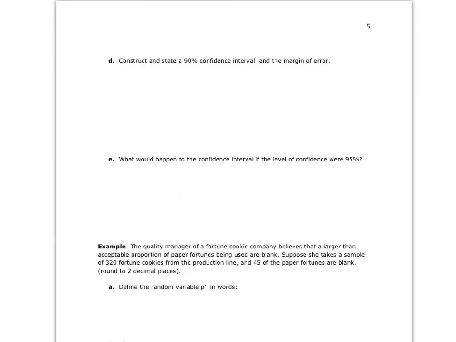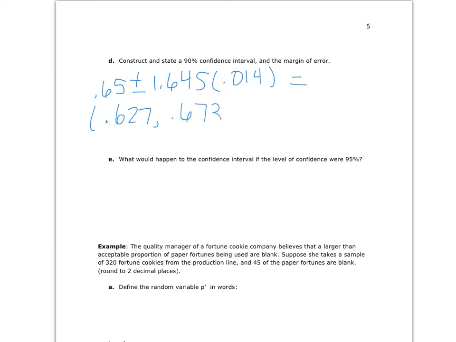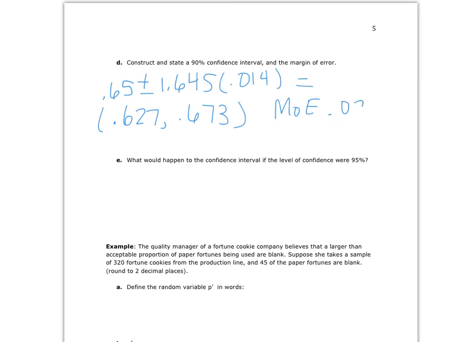Now let's calculate the confidence interval. All right, so we're going to take our p prime, 0.65, plus or minus. Since this is a 90% confidence interval, we're going to use the z-value that goes with it, which is 1.645, times that standard deviation that we found, 0.014. That will give us a lower bound of 0.627, upper bound of 0.673. Okay, and the margin of error is 0.023.